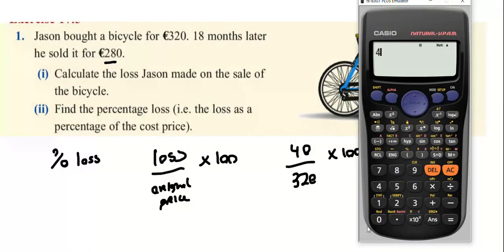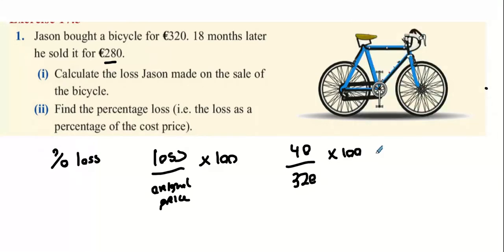So 40 divided by 320, multiply by 100. What we get here is 12.5%. Okay, so done. Your loss is €40 and your percentage loss is 12.5%.